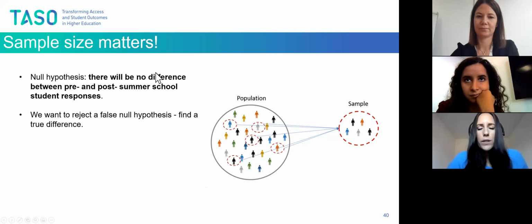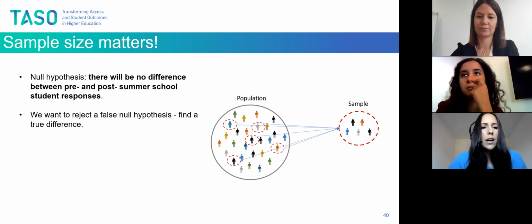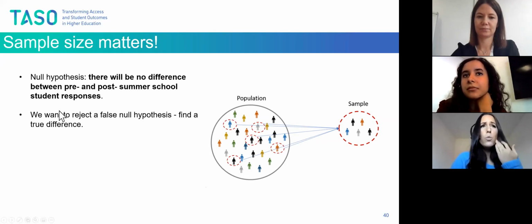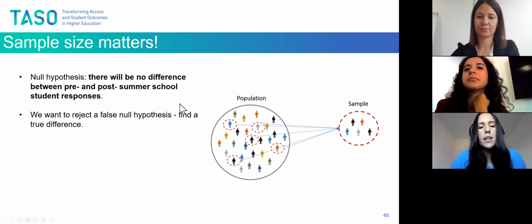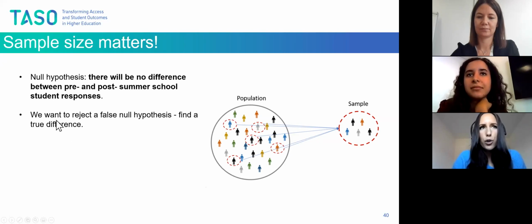So your null hypothesis might be something you've heard of, but it's your default hypothesis stating that there will be no difference. So for this sub-project, our null hypothesis here is that there will be no difference between pre and post summer school scores. This isn't what we really want to happen. What we want is to be able to reject a false null hypothesis. So we really want to try and find a true difference between our pre and post summer school scores.